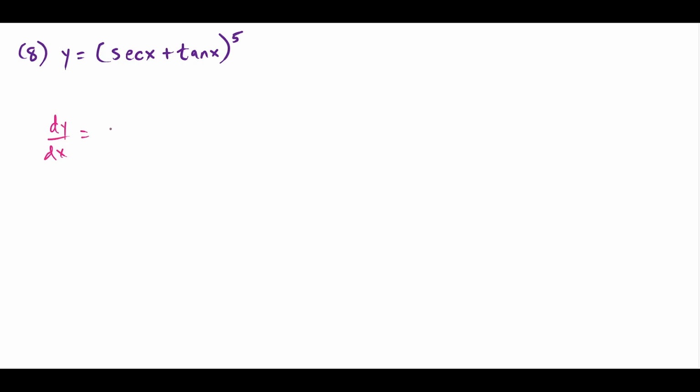So we'll do the power rule on the outside part, and that reduces the power to the power 4. And now we're going to keep the inside the same. So we have secant x plus tangent x. But now we're multiplying all of this by the derivative of the inside. And the derivative of secant x is secant x tangent x. Now we have plus the derivative of tangent, which is going to be secant squared x.